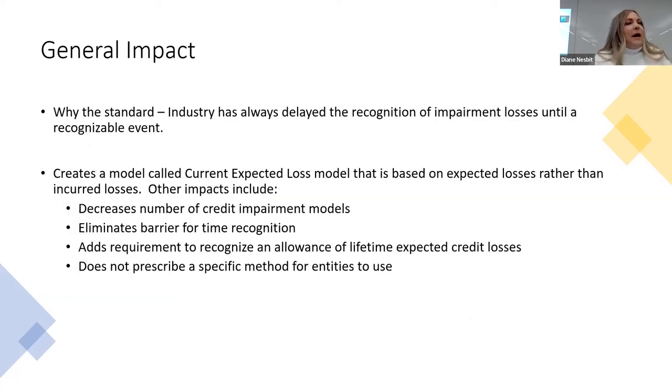Okay, start a little bit high level, general impact and some of the whys. So the industry has always delayed recognition of impairment losses until there was a recognizable event.